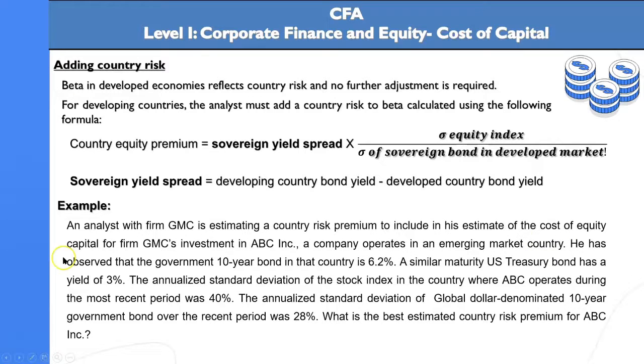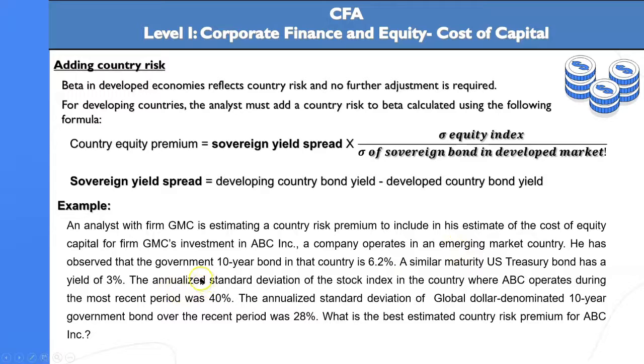We plug the numbers. An analyzing company called GMC is estimating country risk to include in the equity calculation. It's trying to calculate the beta, which is a measure of risk of the equity, so that we can use it in the weighted average cost of capital to invest in a company called ABC, which is located in a country that is in a developing market. It's not in the developed market, that is the emerging markets.